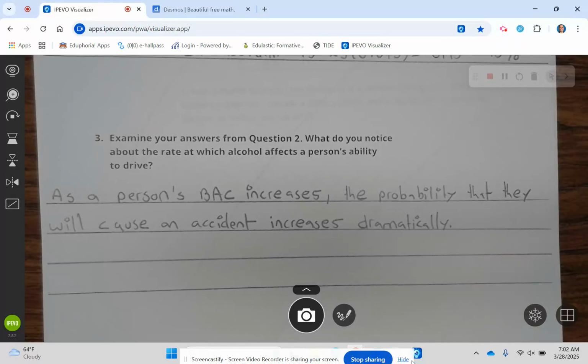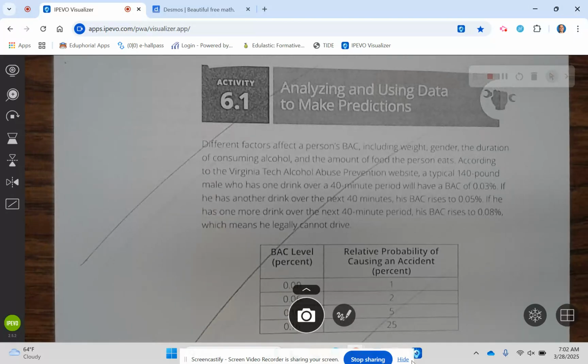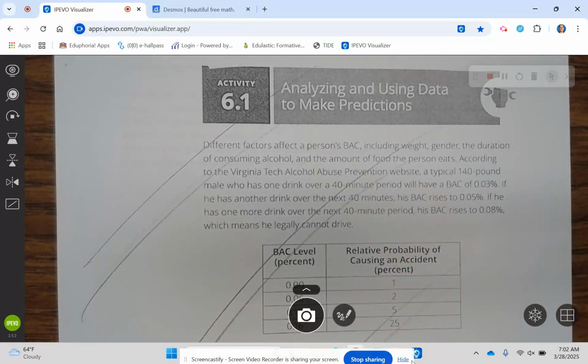3. Examine your answers from question 2. What do you notice about the rate at which alcohol affects a person's ability to drive? As a person's BAC increases, the probability that they will cause an accident increases dramatically. All right, let's take a look at the next page. All right, go ahead and mark this page out.